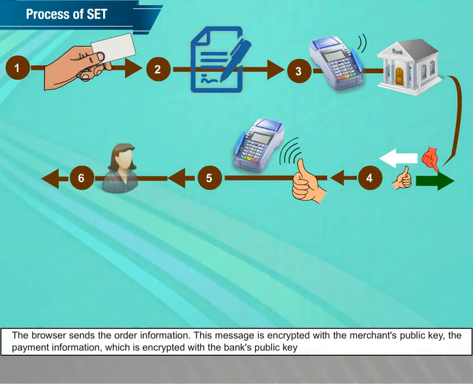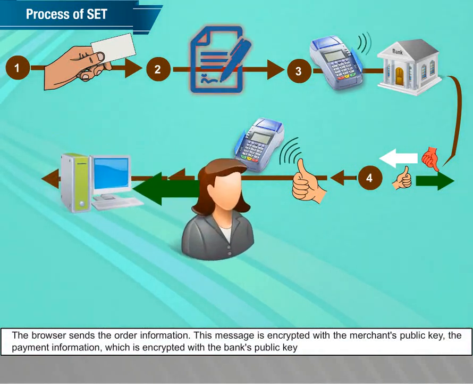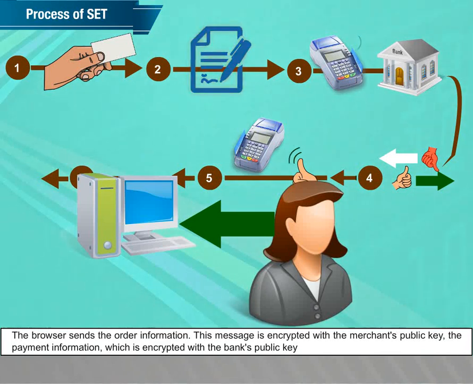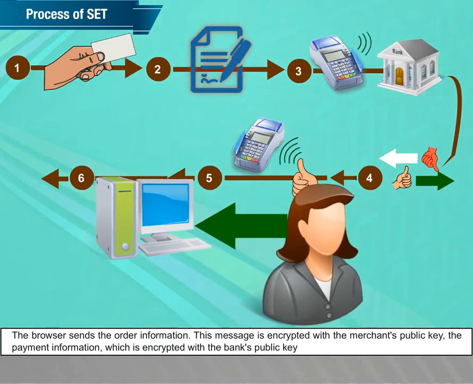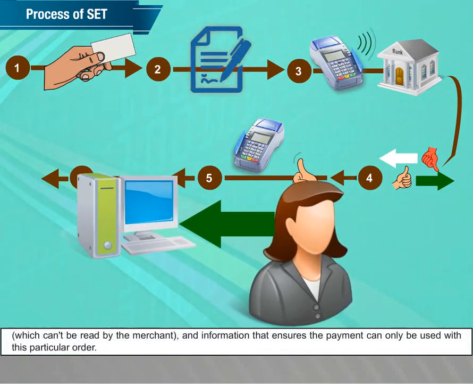The browser sends the order information. This message is encrypted with the merchant's public key, the payment information, which is encrypted with the bank's public key, which can't be read by the merchant, and information that ensures the payment can only be used with this particular order.